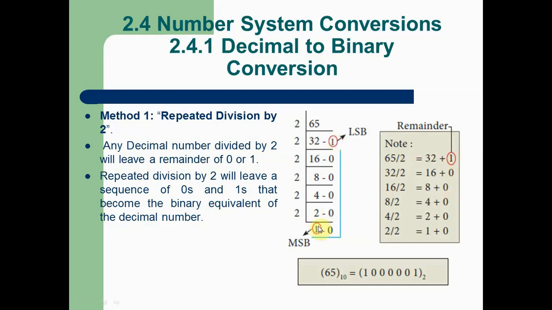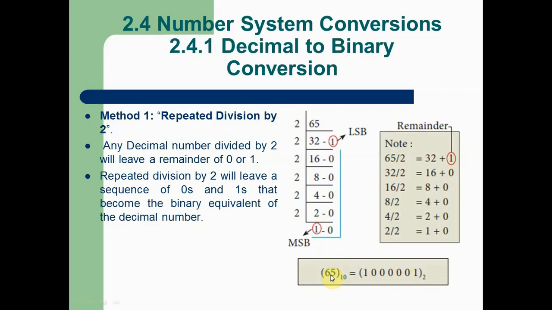So we want to arrange the numbers from last quotient to first remainder. So here you can see 10000001 base of 2. So this is the binary number equivalent for the decimal 65.